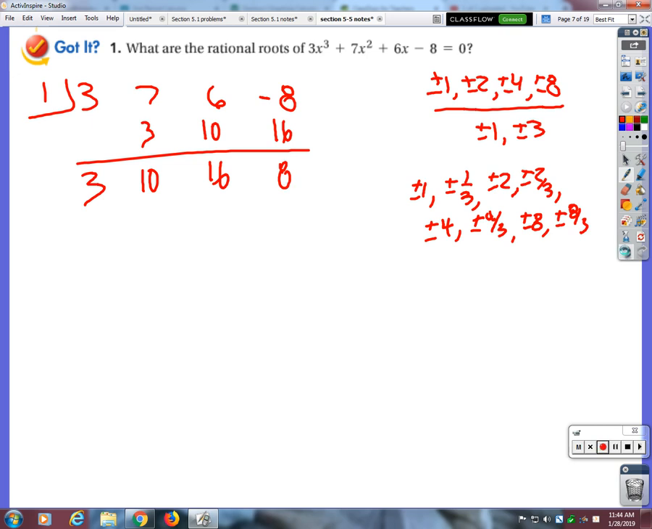Again, we want to be thinking about this process and seeing if we can use that to make a better guess. Okay, 2/3. 2/3 of 3 is 2. 7 and 2 makes 9. 2/3 of 9 is 6. 6 and 6 makes 12. 2/3 of 12 is 8. No, it works. Winner. Okay, so one answer is x equals 2/3.